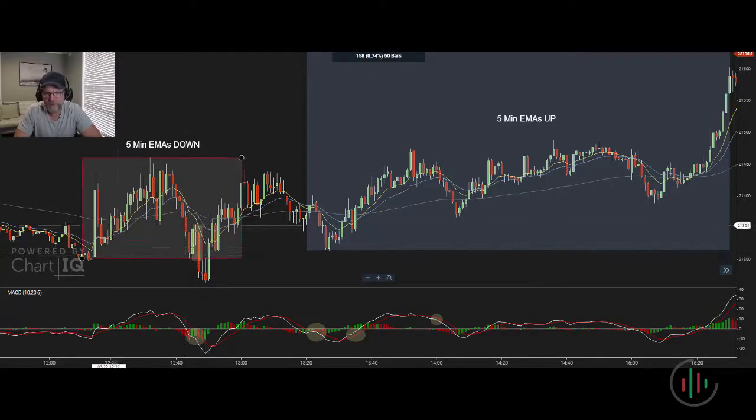This one didn't really play out, and you've got the EMAs on the 5 down. They start to roll back up, or you've got the 1-minute starting to roll back up.